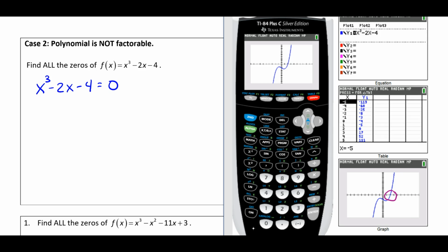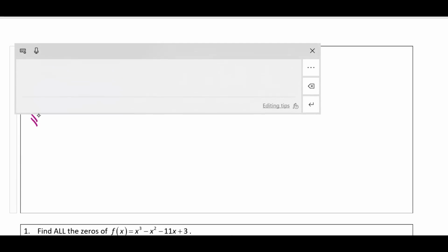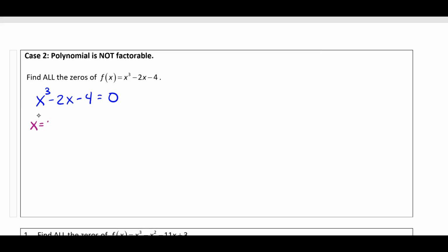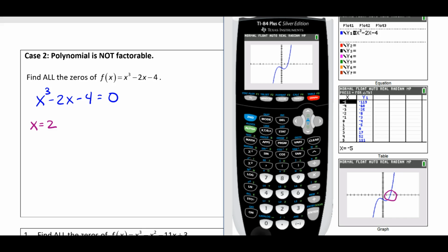But I have to find all the zeros, so I need to know what those imaginary numbers are. So what we're going to do is figure out that factor. So it looks like x equals 2. I'm sorry guys, x equals 2 is what that graph looked like. Now we can maybe check the table and notice the table does say 2, 0, so that's helpful.